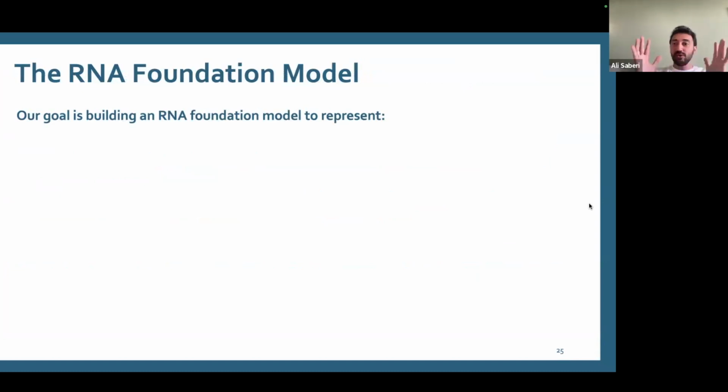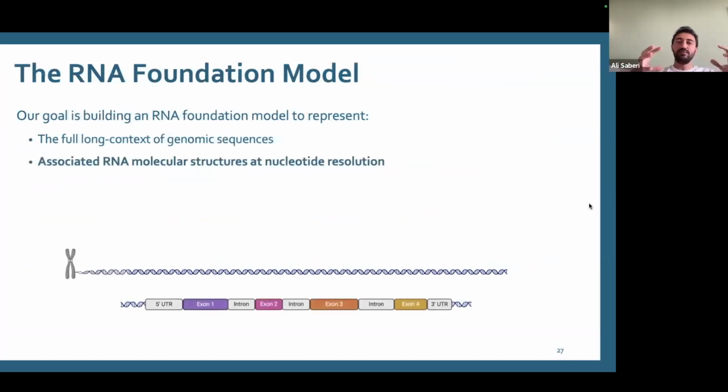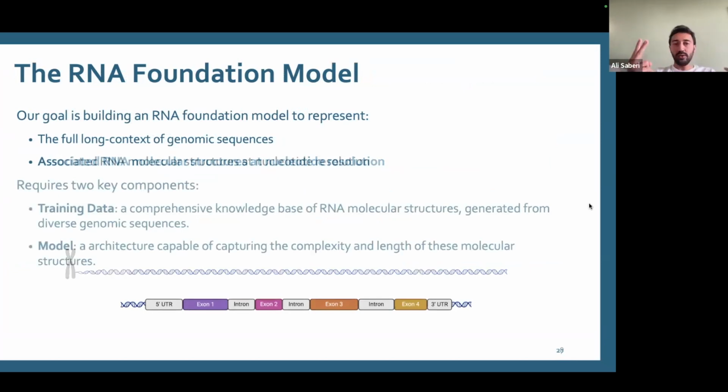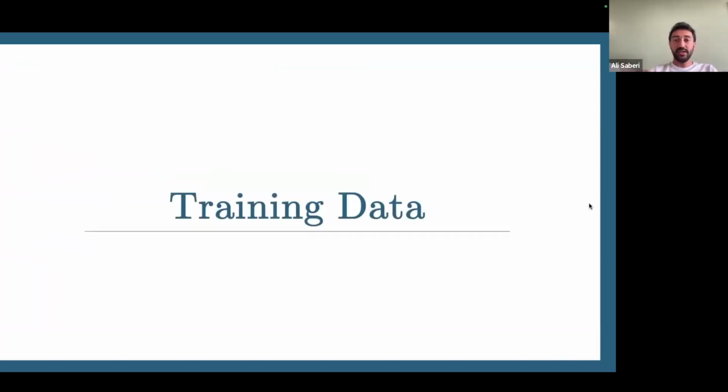RNA foundation model. We want to build or train an RNA foundation model to represent, first, the full long context genomic sequence, and second, the associated RNA molecular structure at nucleotide resolution. In order to do that, we need two things. First, training data: we need to gather a comprehensive dataset of all of the possible RNA molecular structures across human or any other species that we are interested in. And second, we need a model that can handle long sequences and can capture the complexity of RNA molecules.